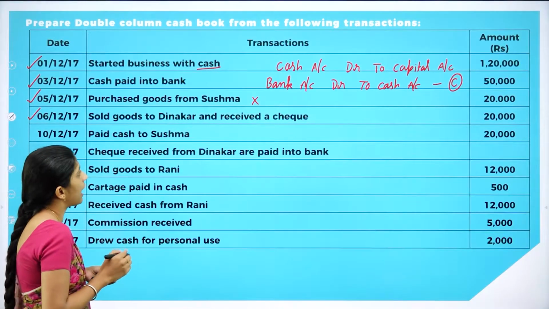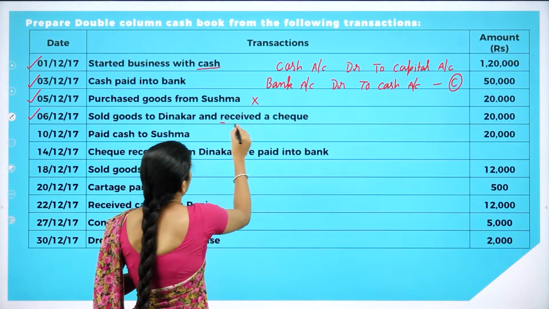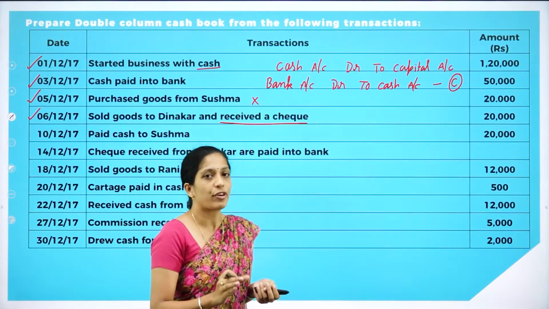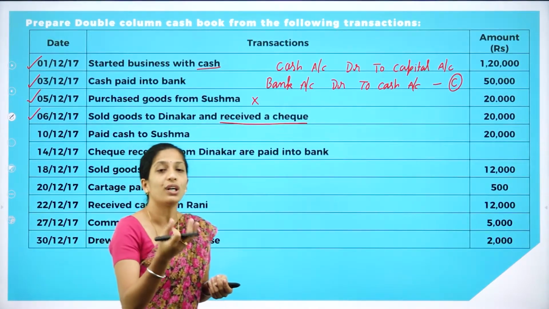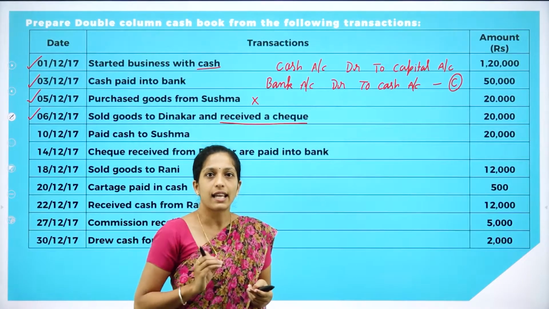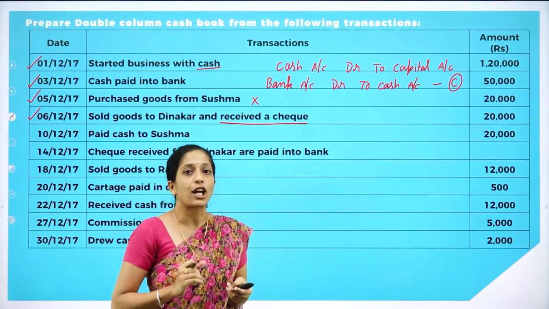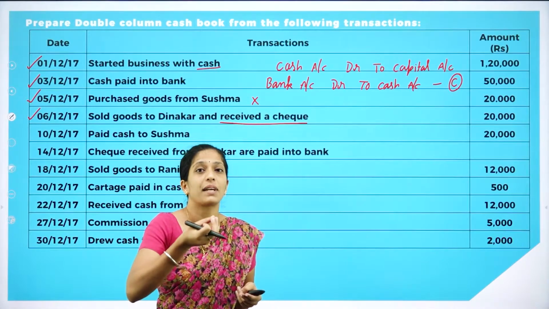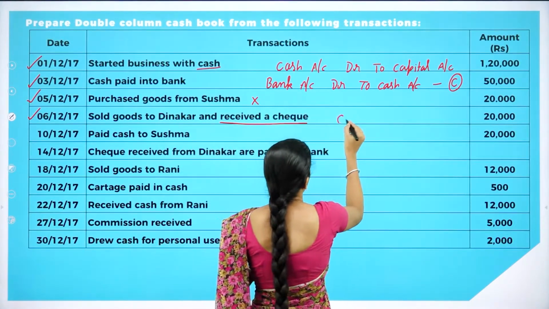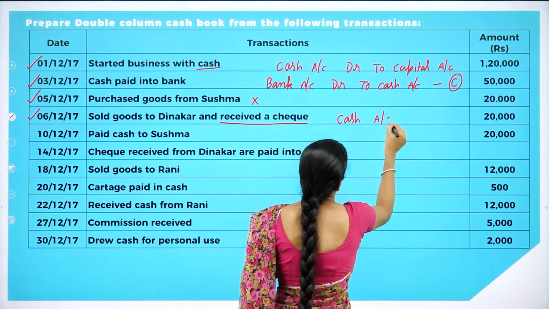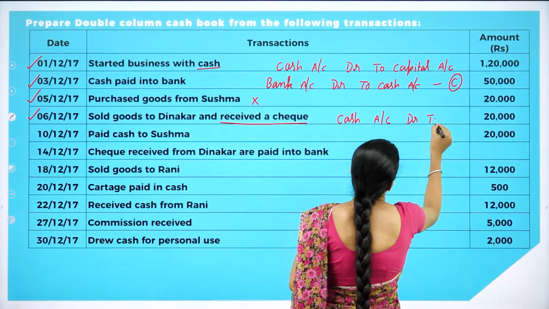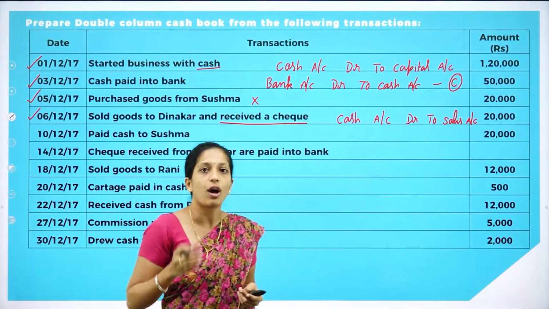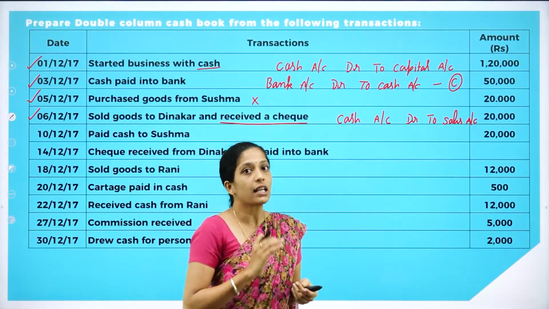Moving on to the next transaction which has taken place on 6/12/2017, sold goods to Dinakar and received a check. Now, is it a credit transaction? No, it is not a credit transaction. And here you have to remember what they have told. They have sold goods to Dinakar, so we are going to credit sales account. But while you are recording in your cash book, you should assume that instead of receiving a check, you are receiving cash. So your entry will be cash account debit to sales account, because goods go out of the business. As I told, we are not crediting goods account. Instead, we are crediting sales account.